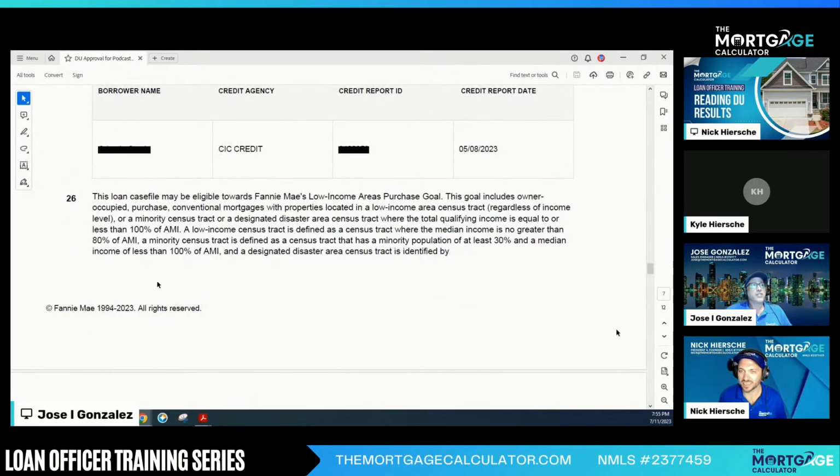Now, here's a little message here. This is more for the Home Possible or HomeReady type loans where you're talking about Fannie Mae and the AMI and all that kind of stuff. And the census tract is more where you have to pay attention to these messages to see what is possible. You're going to go to the census tract where the property is. It's going to tell you what 80% is or what 100% is, depending on what program you're doing.